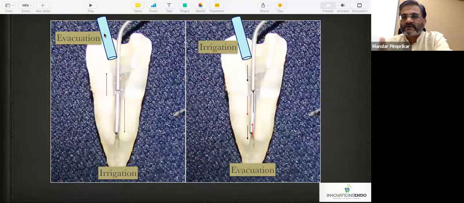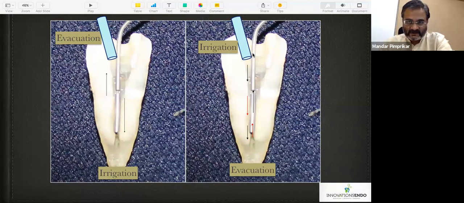So you are not sure whether you are making that solution available to this apical 1/3 or not. So when you do the opposite of this, you place a cannula into the prepared canal, which is in turn attached to a suction, and you pour the irrigant into the chamber. Since this is attached to a vacuum, solution is first pulled down here and then evacuated through this. So you are not pushing the solution, you're pulling the solution.